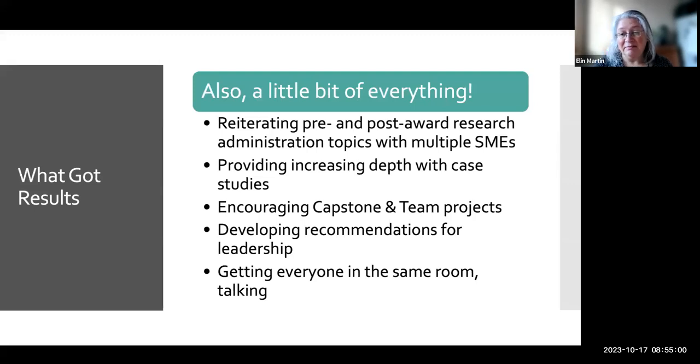and develop recommendations for leadership, including bringing in an outside consultant that could be there in person and really dig in more as an external person, an external expert, to develop recommendations. And again, I can't say this enough, getting everyone in the same room talking was very, very effective.